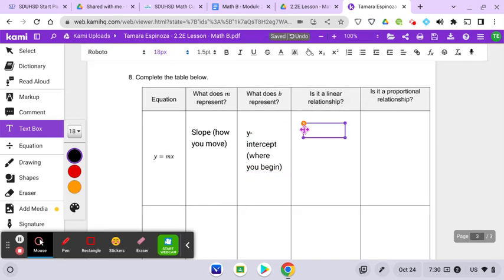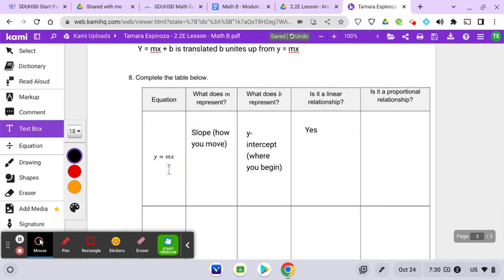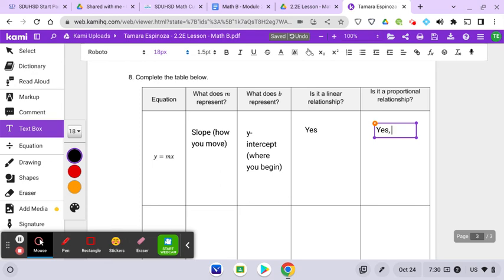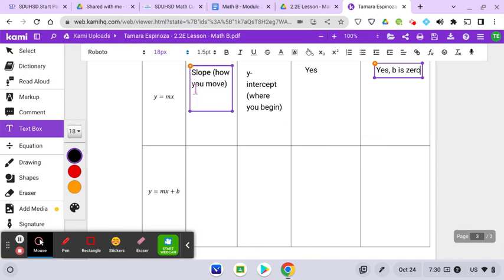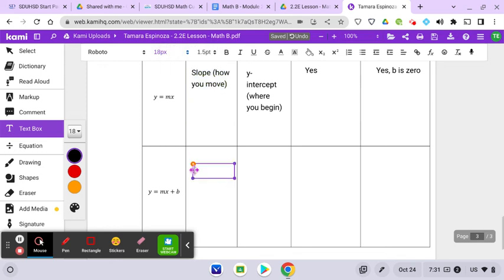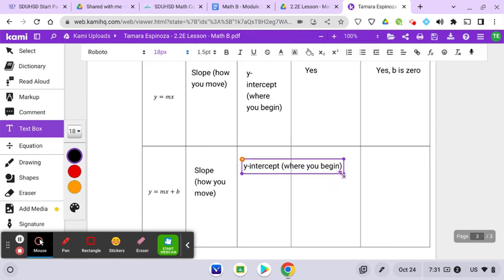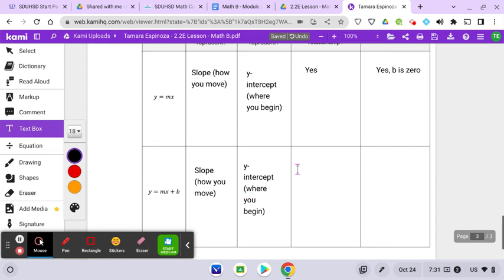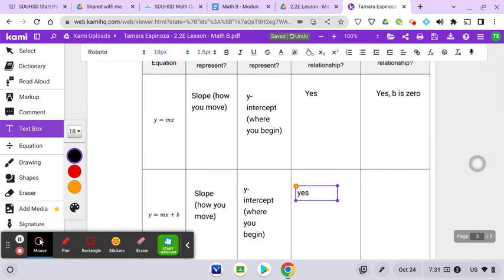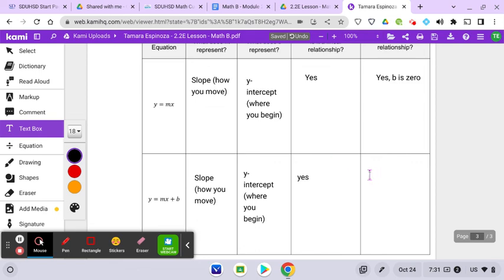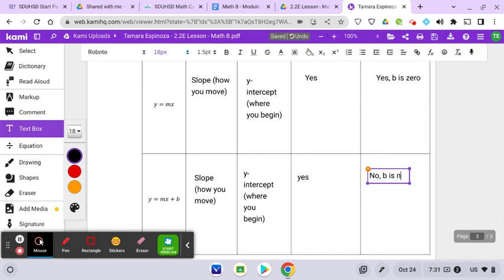Is it linear? Yes. Is it proportional? Yes, because here, there's no b, there's no y-intercept. All right, a whole bunch of copying, here we go. M is still a slope. That's how you move. B is the y-intercept. It's where you begin. Is this linear? Yes. Is it proportional? No. B is not true.